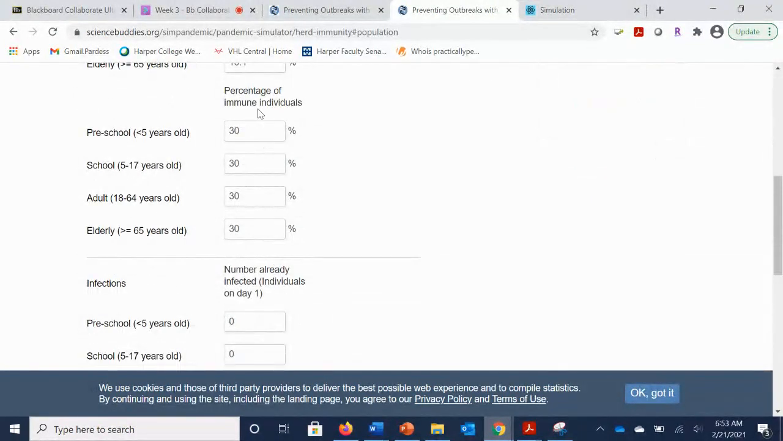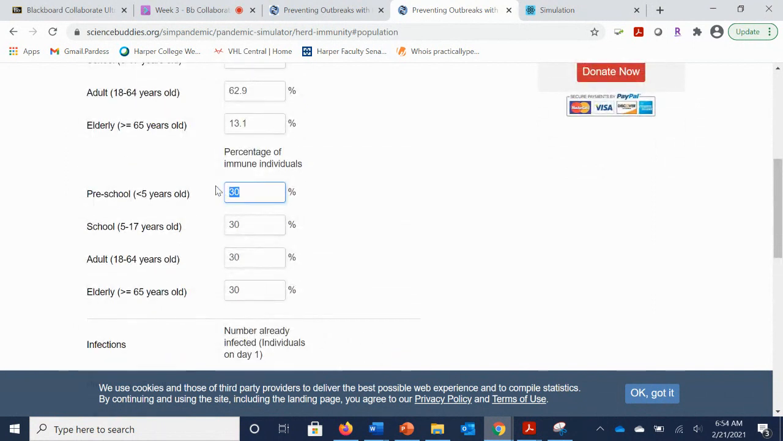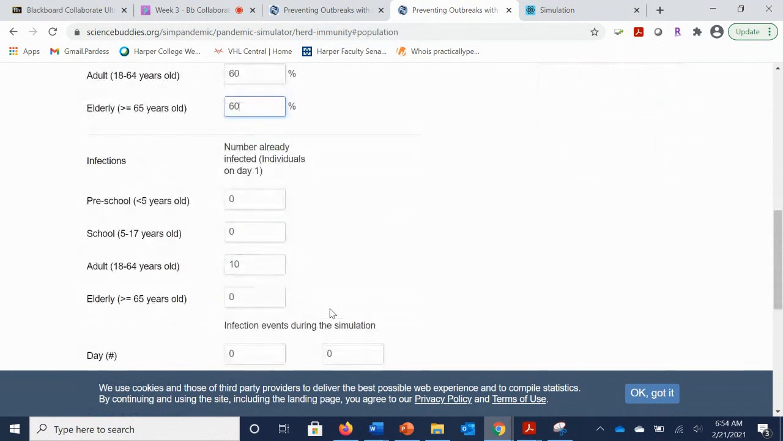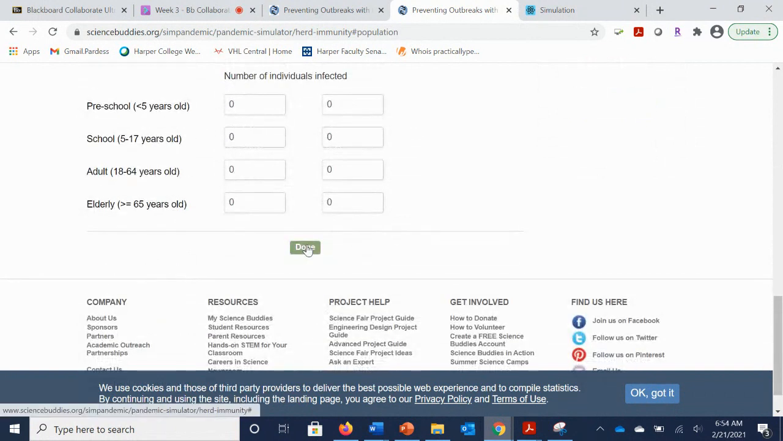Here's where you're going to change the percent of immune individuals. Immune individuals would be those who received the vaccine or have acquired natural immunity through getting the virus. And this is where you'll start to play around with some of the numbers to determine what is that minimum number. What percent of people at a minimum need to be immune from COVID in order for us to achieve herd immunity? And then you would click on done. It would run the simulation.